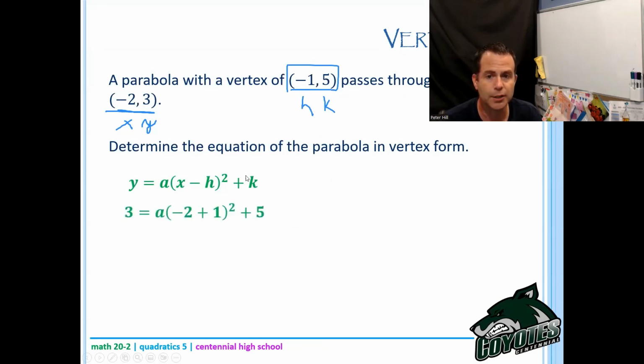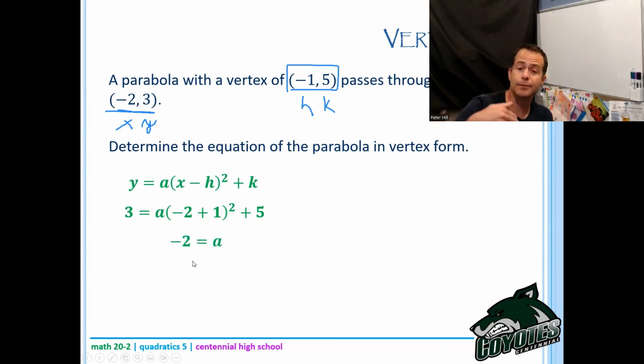So h was -1. Because it says minus -1, I changed that to +1. k was 5. x was -2. And y was 3. Now to get a by itself, I've got to do this algebra. I'm going to subtract 5 from both sides, so I'll have a -2 on this side. -2 plus 1 is -1. -1 squared is 1. So that leaves me with 1 times a, which is just a. So I get down to -2 equals a.